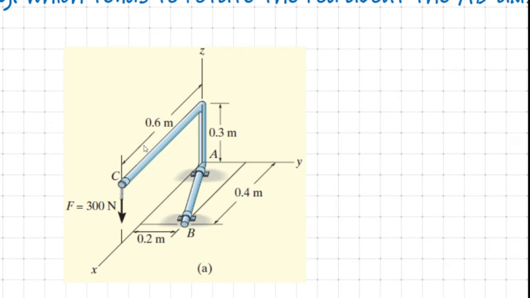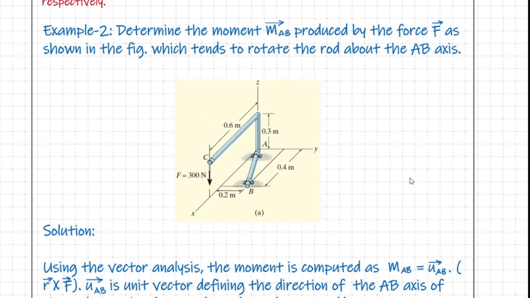And the end of this bar assembly is subjected to a force of 300 Newton at the point C. As obviously seen, the effect of this force F is to rotate the entire assembly about the AB axis. So we would like to find out what will be the turning effect produced by this force F about the AB axis. So let us proceed for our calculation.